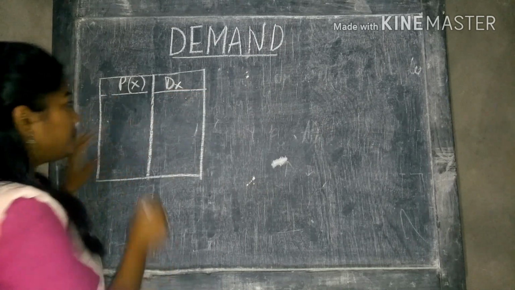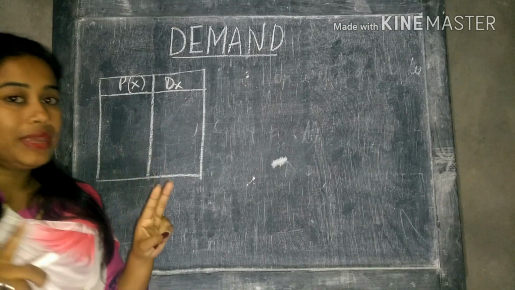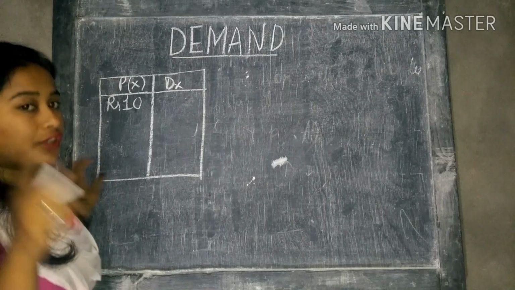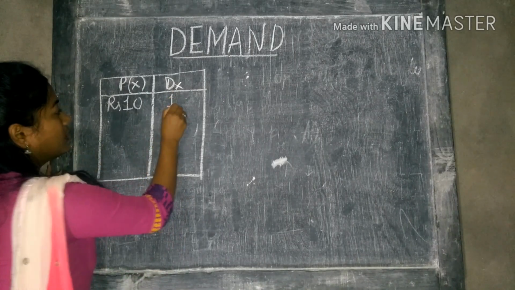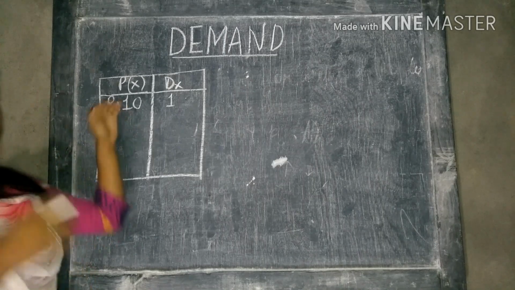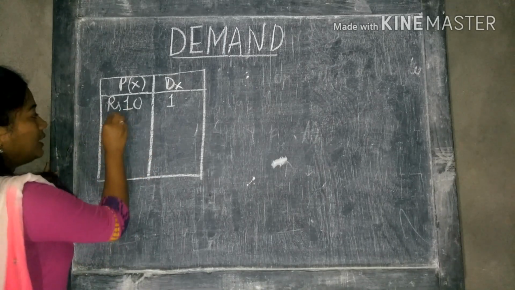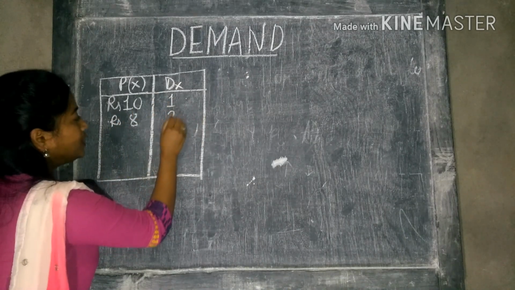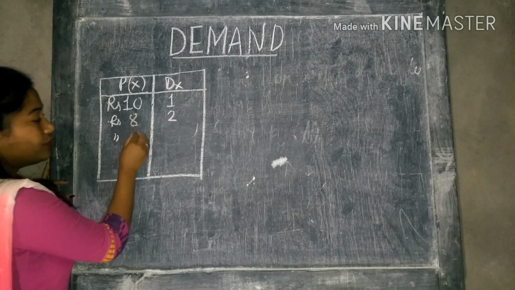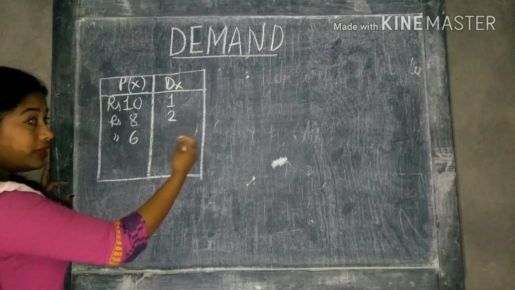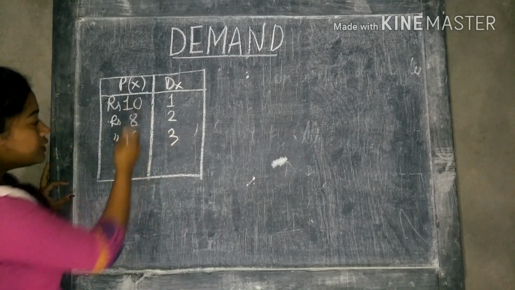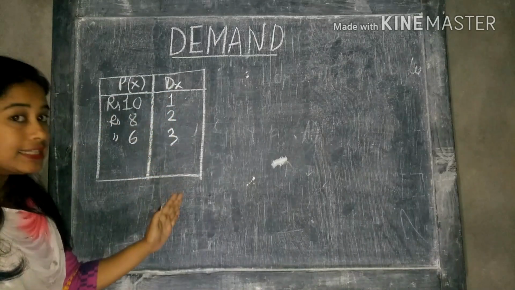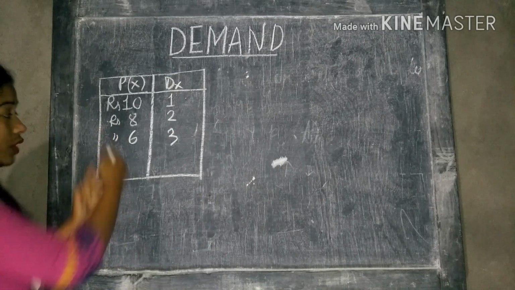Suppose if the price of a commodity X is rupees 10, then demand for that commodity will be 1. If the price of that commodity falls from rupees 10 to rupees 8, then demand will increase to, suppose, 2. Again, if the price of commodity falls to 6, then demand will increase. So in this way, it will go on increasing. The demand for that commodity will go on increasing when the price of that commodity goes on decreasing.